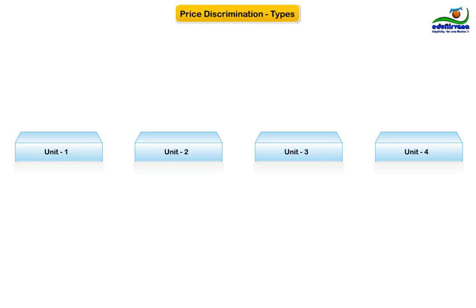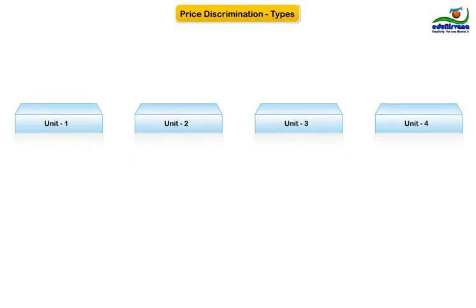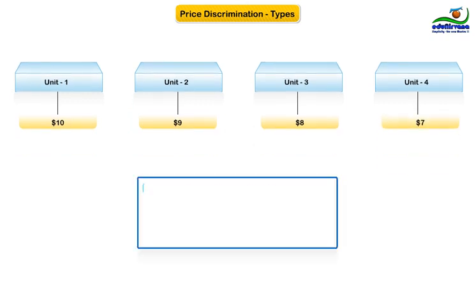Let me give you a small example. Suppose following are the maximum prices at which the subsequent units of a product can be sold. First unit, $10. Second unit, $9. Third unit, $8. Fourth unit, $7. If the monopolist wants to sell 4 units and it charges the same price of $7 for each unit, it is a single price monopolist. Its total revenue is $28. That is 7 times $4.